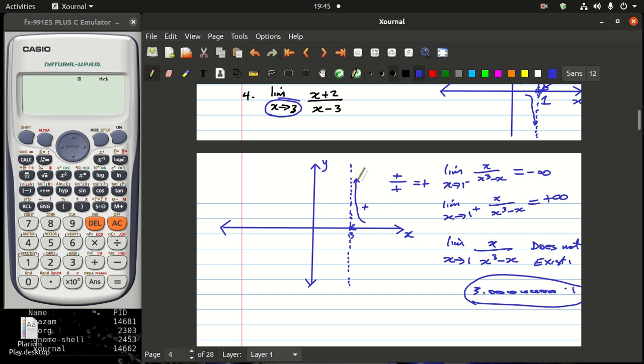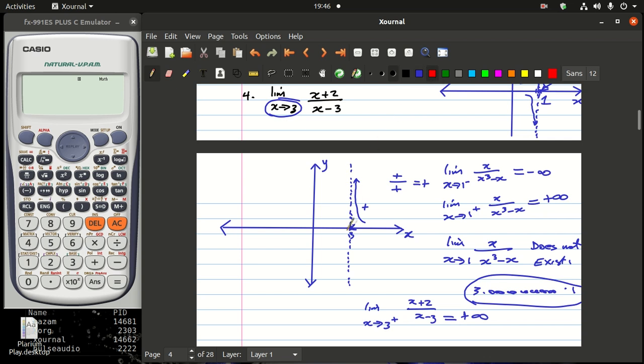Positive means we're going up. And also the limit as x approaches 3 from the right, which means on the right we always place a plus, of x plus 2 all over x minus 3 must be going to positive infinity. So we have positive infinity.